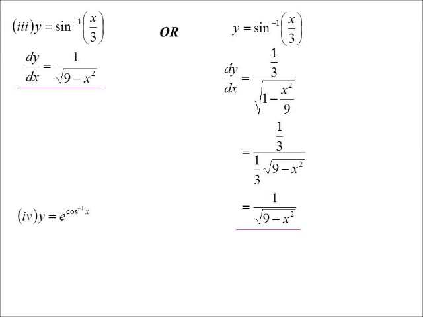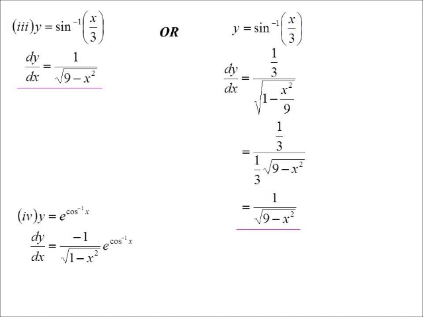E to the inverse cos x. So instead of inverse cos of e to the x, it's e to the inverse cos of x. So this time it's an exponential that I'm differentiating. Differentiate an exponential, you differentiate the power. Differentiate the power, inverse cos x, we get minus 1 on the square root of 1 minus x squared times e, and the power doesn't change.